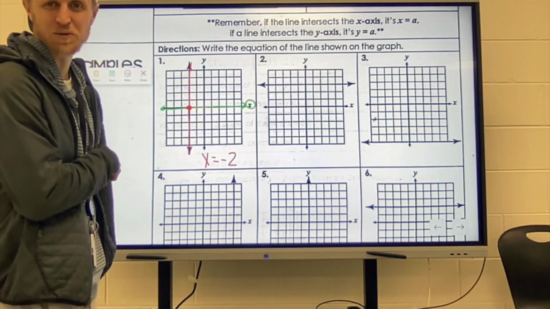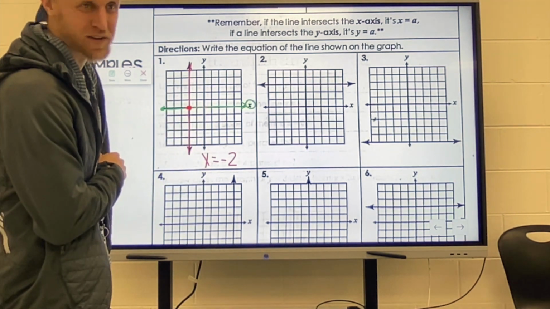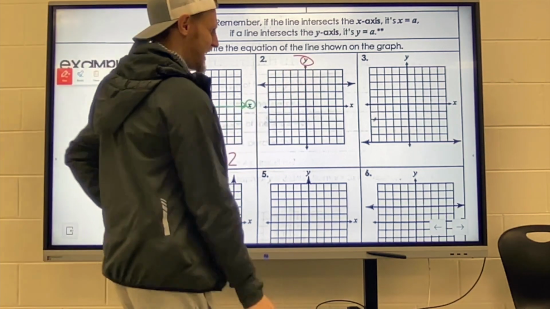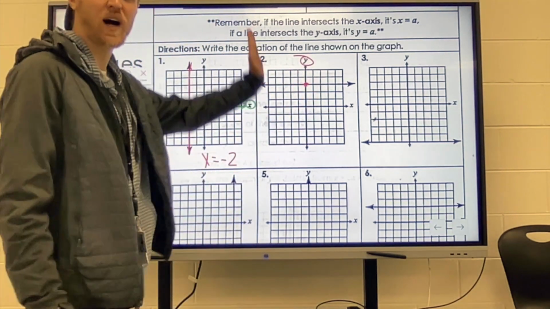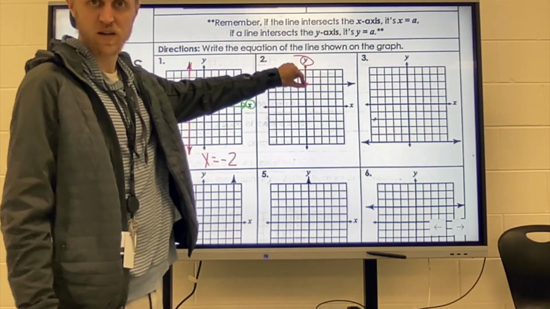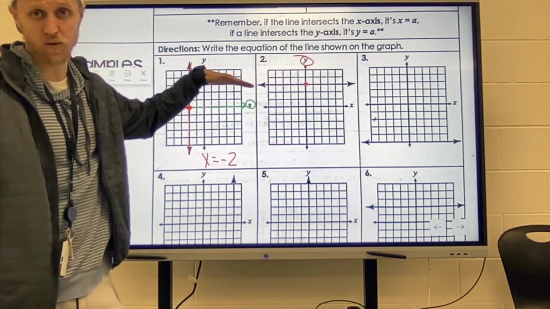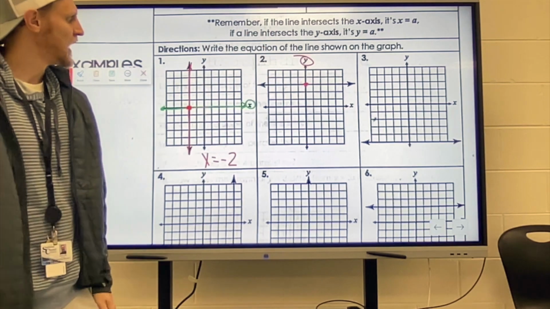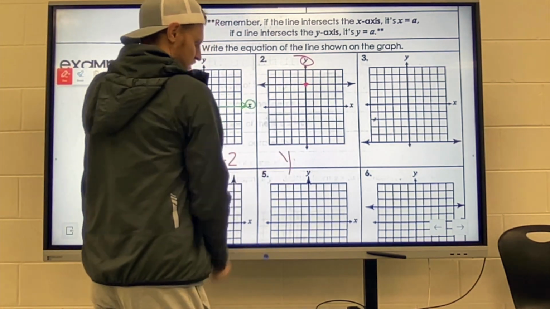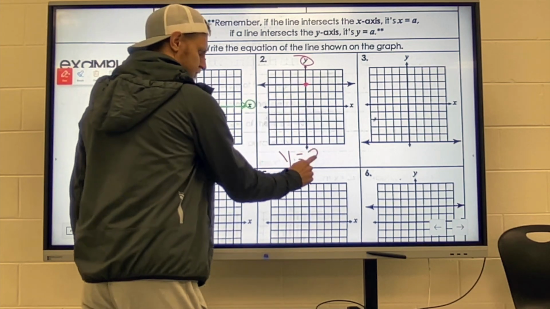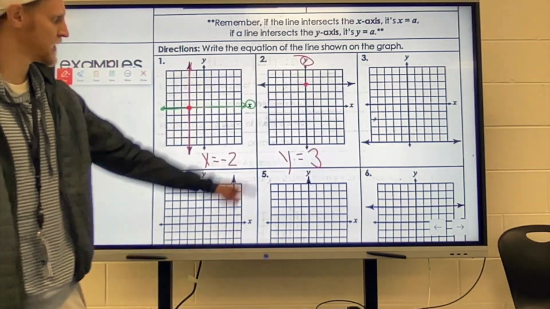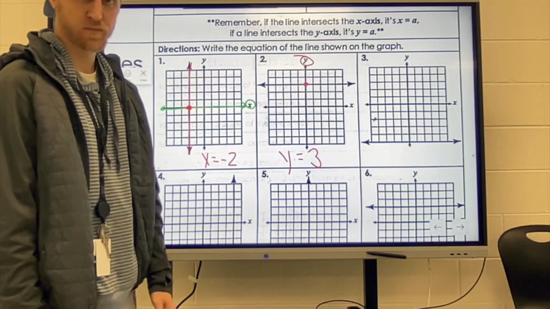Number 2, we're crossing which axis? The y-axis, you say. You are indeed correct. We're crossing that y-axis right there. Since we're crossing the y-axis, that's a y-intercept, that means our line has to be horizontal, as you can see. And so we're going to write that we're at y equals +3, as we're going up 3 from the origin.